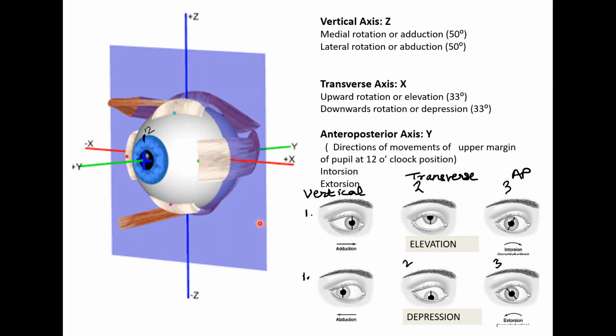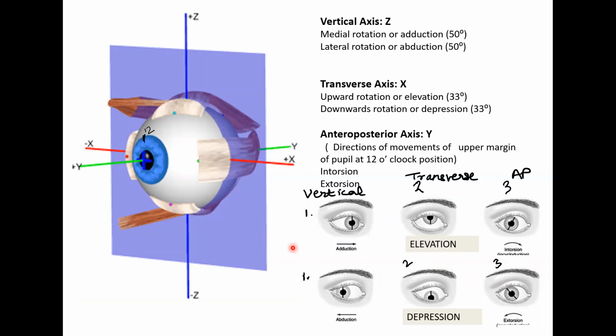The third set of movements in the eyeball are possible along the antero-posterior axis. Along this axis, the movements are described in terms of the movement of the upper margin of the pupil. We have marked the 12 o'clock position at the upper margin, and if the pupil from this 12 o'clock position moves medially, it is termed intorsion, and if it moves laterally, it is termed extorsion. As we can see in the third set of eyes, the movement of the upper margin of the pupil from 12 o'clock position medially is intorsion, and laterally, extorsion.